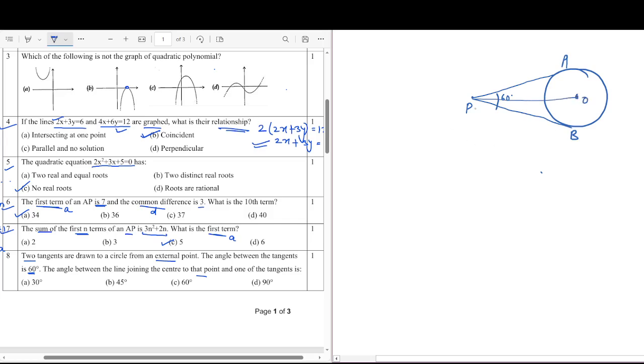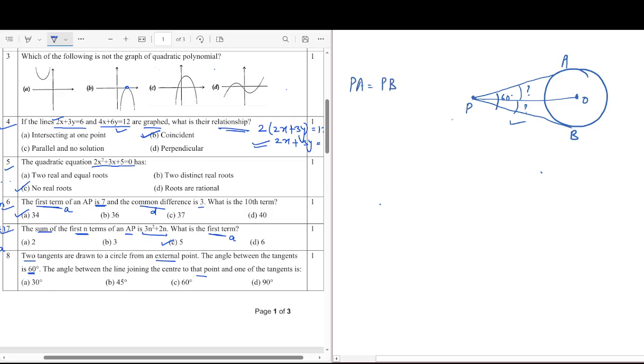So they are saying the angle between this point P and one of the tangents, so the line joining the point P and one of the tangents. Suppose we are taking the tangent as PB. So either you find this angle or this angle. We have to find the value of this angle. When we did the property that the lengths of the tangents from an external point to the circle are equal, that means PA equals PB.